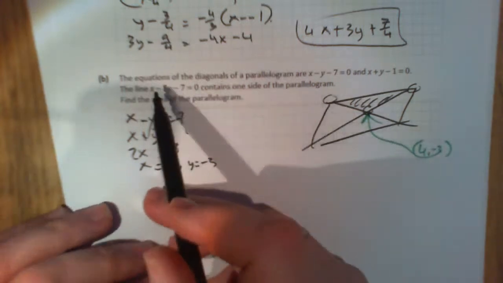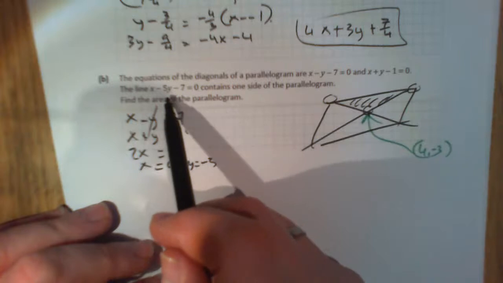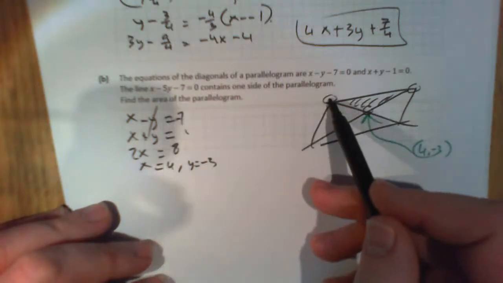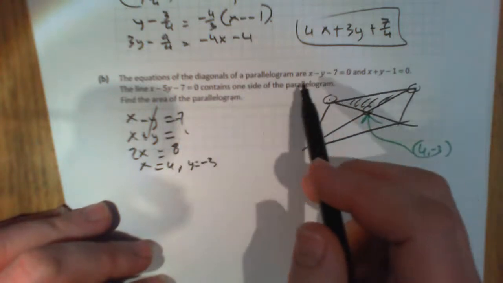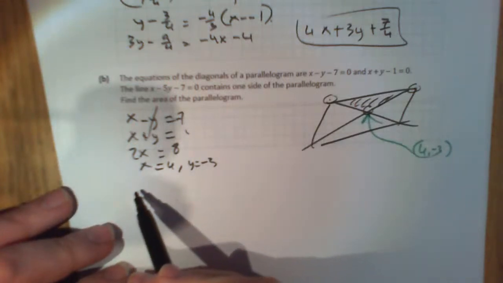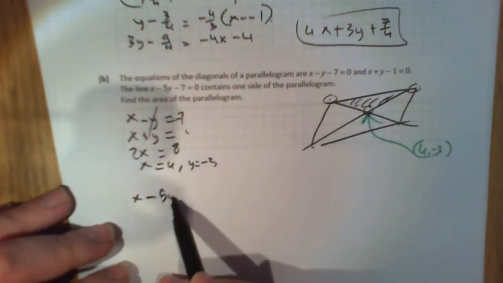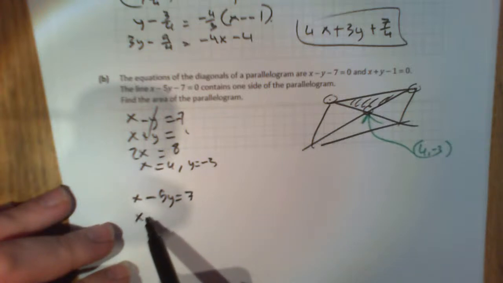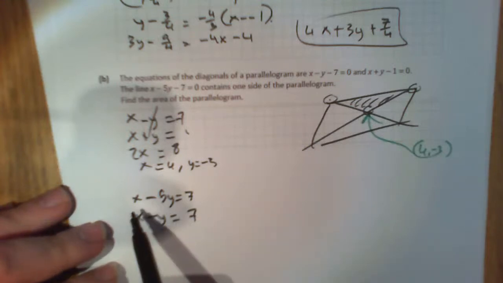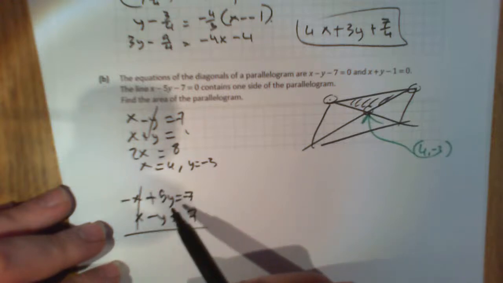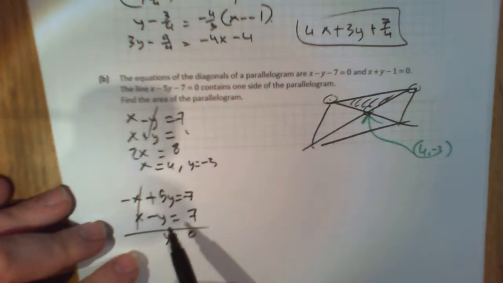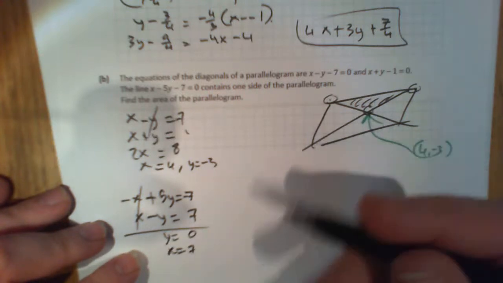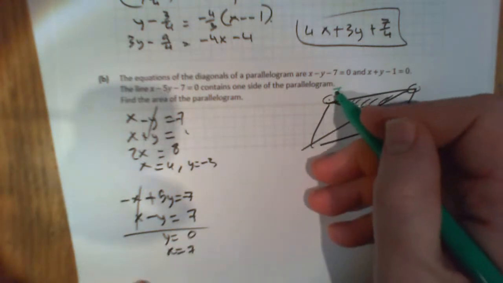Now, this line contains one side of the parallelogram. So we're going to get an intersection point with that and with that. I don't know which one is which, it doesn't really matter. So we're just going to do simultaneous equations again. x minus 5y equal to 7 and x minus y equal to 7. So let's cancel the x's. That's negative, that's positive, that's negative. So y is equal to 0, and that means x is equal to 7. So 7, 0 is one of them. I don't know which one it is, but let's just put 7, 0. It doesn't make a difference.